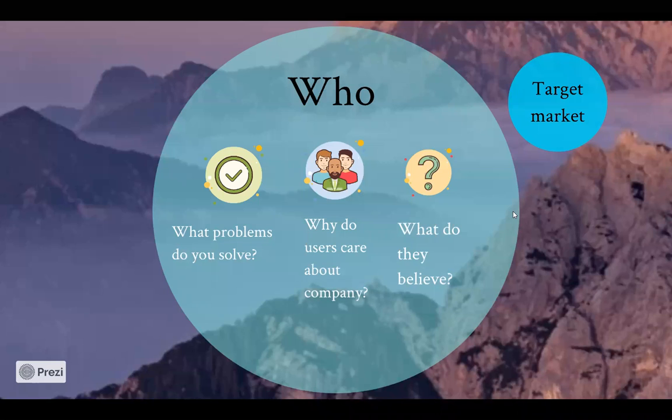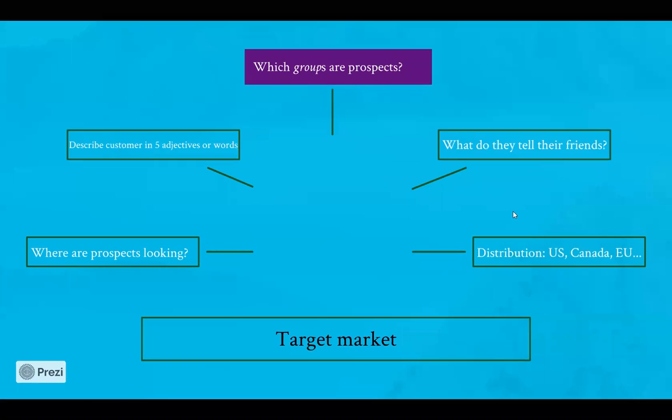And then in terms of looking at your target market, not just the problems that you solve and why your users care about you, and what do they believe, their core beliefs about your target group. One of the things I get people to try to think about is, are there multiple groups that are your prospects?